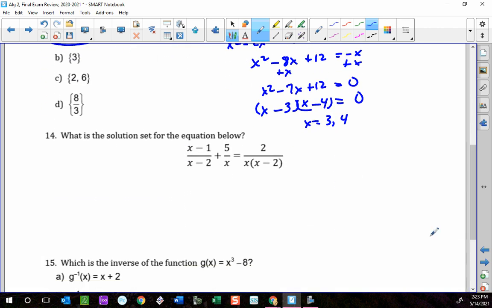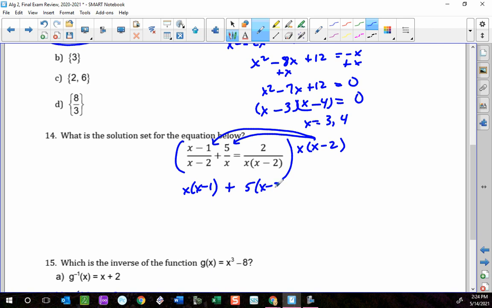Alright, same idea here. My common denominator is x and x minus 2, so notice that this is a combination of these two, so I'm going to choose that for my multiplication piece. So now I imagine x and x minus 2 times that part. Well, the x minus 2's would cancel, so I'm left with x times x minus 1. Plus, now, times this part. X's cancel, so I'm left with 5 and x minus 2. Here, everything cancels, so I'm left with a 2. And that's how we flatten our problems.